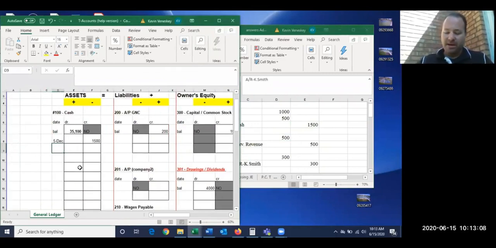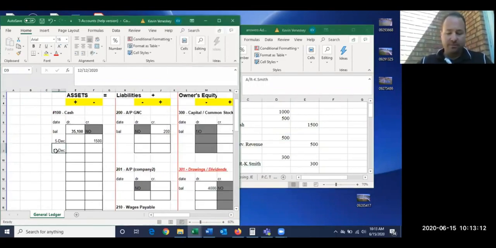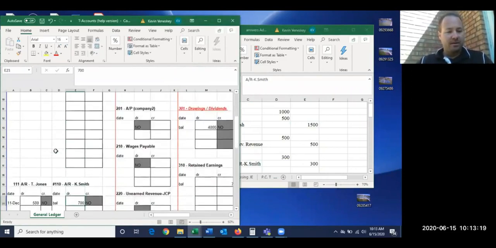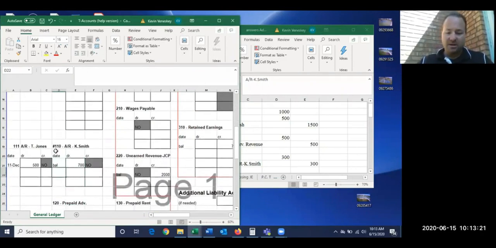So I'm going to come over here to my cash on our date of 12/14. We got $300. I got that because K. Smith no longer owes me $300. He owed me $700, and now it's dwindled down by $300. And then if you just do the easy math here, we have a balance of $400.